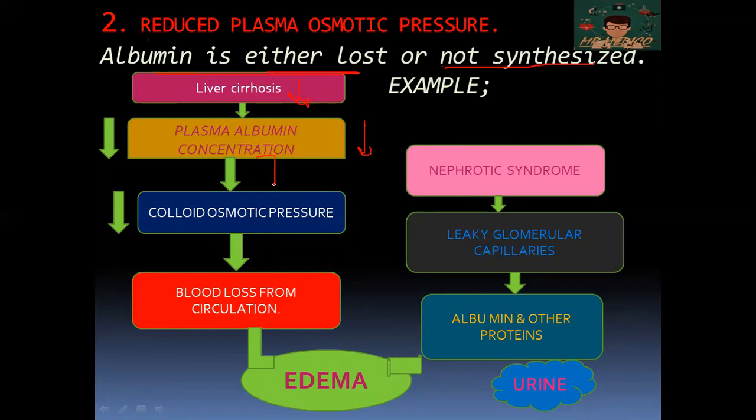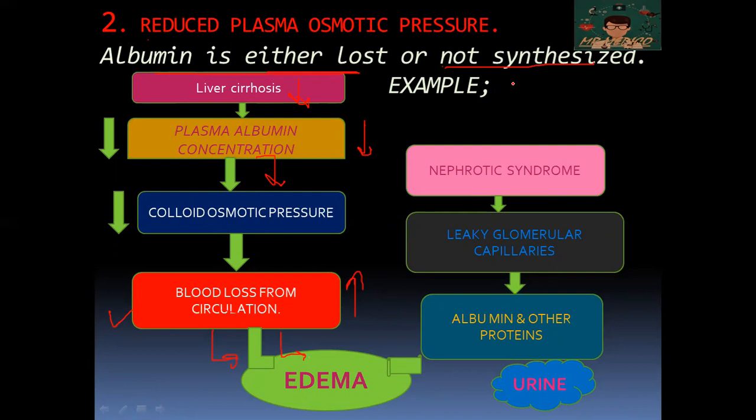In turn, the colloid osmotic pressure gets reduced. And when the colloid osmotic pressure is reduced, the fluid gets lost from the circulation. When the fluid gets lost from the circulation, which obviously means the fluid is going into the interstitial spaces. As we know, the fluid when entering the interstitial spaces in excess causes a condition we are all familiar with, edema.